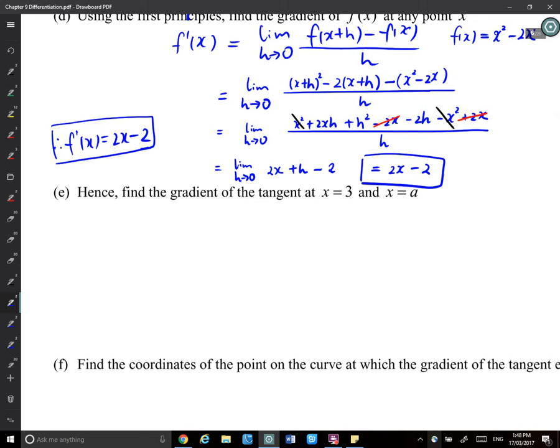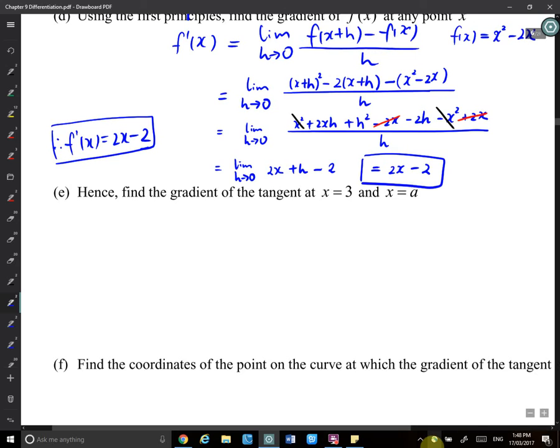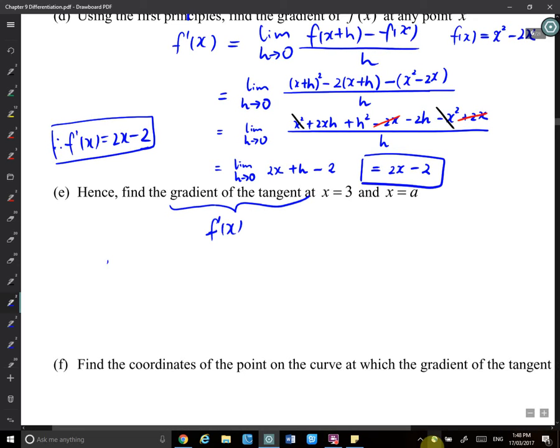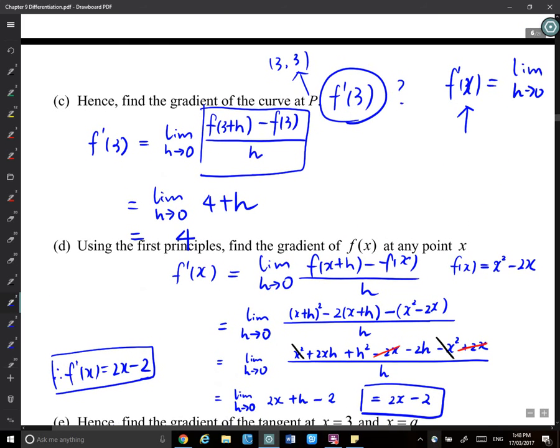Hence, find the gradient of the tangent. What's the gradient of the tangent? It is f dash x. F dash x is the gradient of the tangent. So you're looking for f dash x at x equals 3. Basically you find f dash 3, and that gives you 2 times 3 minus 2 equals 4. Remember, this 4 is what you find for part C, and your answer is correct.